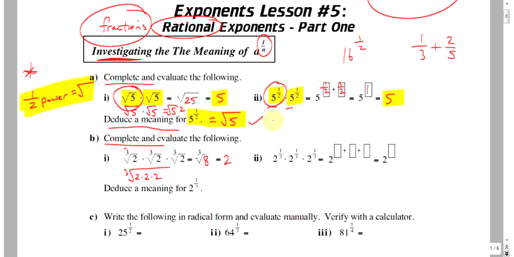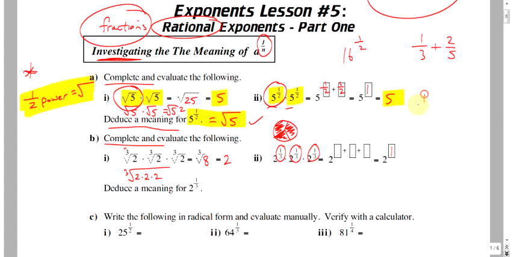Let's look at it in terms of a rational exponent. Now, this pie, I'm going to cut in thirds. And I'm going to eat a third of it. And then I'm going to eat another third of it. And then another third of it. What's a third and a third and a third? It's the whole pie, yet again, right?